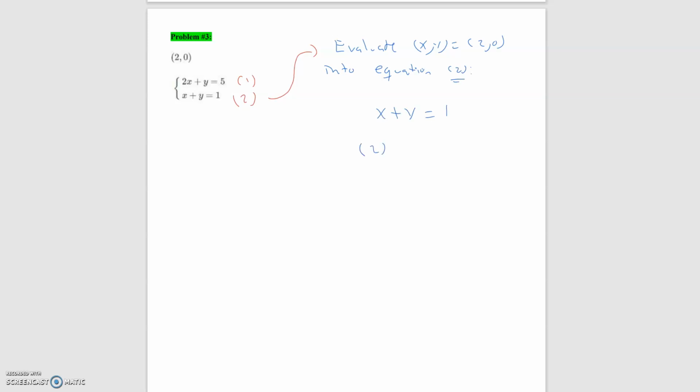And equation 2 reads x plus y is equal to 1. So technically 2 plus your y value, 0, is equal to 1, or 2 is equal to 1. In this case, it's false. You don't need to check the next equation because it's already not in one of them. At this point, you can stop. So you could say here, no, x and y, which is equal to 2, 0, is not a solution.